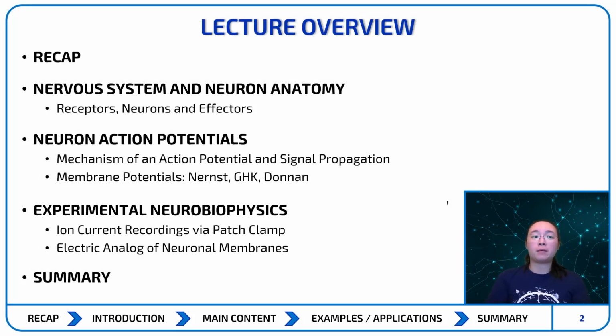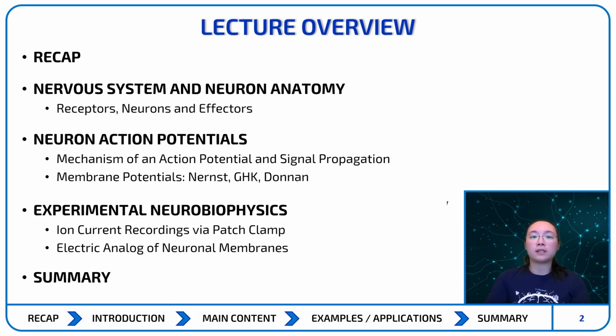Let's start with a recap of our previous lecture. It had to do with photosynthesis and cellular respiration, as well as muscle bioenergetics. So I'm just going to go through what's the most important part for each of these different processes. Next, we're just going to jump into the nervous system and some basic anatomy of neurons. Once we understand what the neurons look like, what different types of cells there are, we're then going to take a look at neuron action potentials. Basically go through the mechanism of an action potential and signal propagation in the neural network.